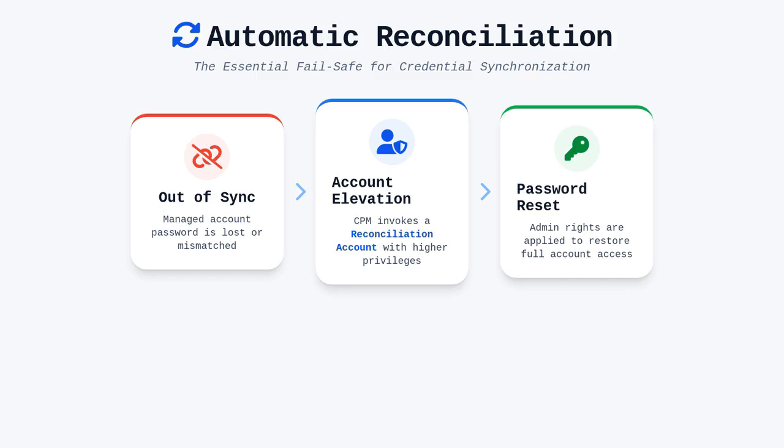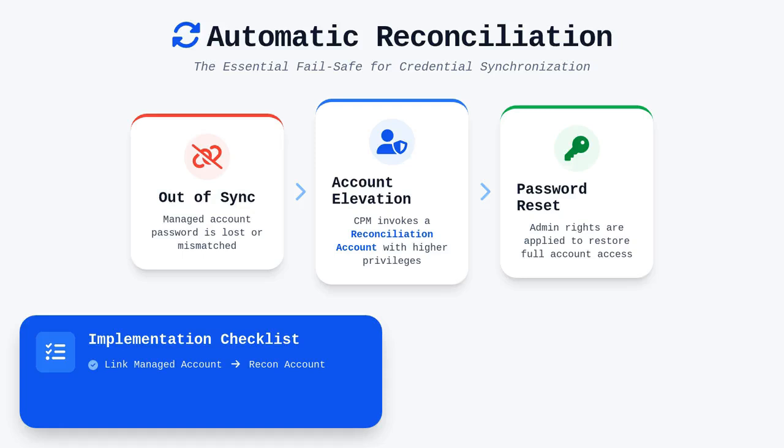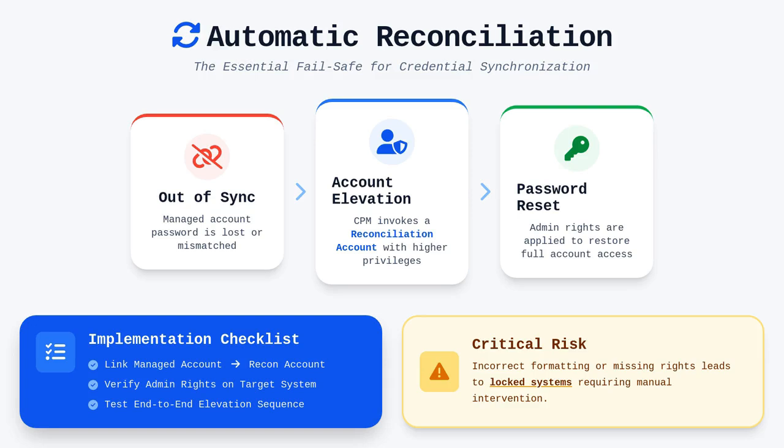Elevation rules frequently come into play here, especially on modern operating systems that require specific authentication sequences or privilege changes to modify sensitive security objects. Always perform a thorough review of the end-to-end process, confirming that the elevation sequence succeeds before relying on it for automated disaster recovery of a credential. If the administrative account lacks the necessary rights, or if the elevation rule is improperly formatted, the reconciliation attempt will fail, leaving the system in a locked state until manual intervention occurs.